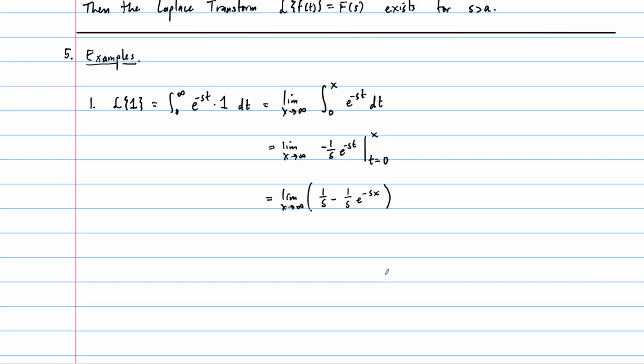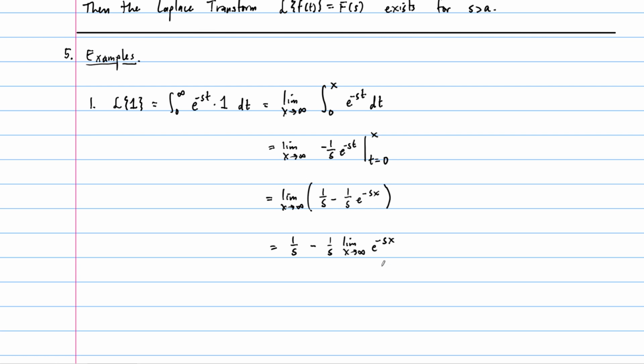Okay, and now we need to take the limit. So the limit is not going to care about this first term because the limit is only in terms of x. It's only operating on the x variable. So this first limit will be 1 over s. It's a limit of a constant, right? Minus this 1 over s can come out, and this one will be the limit as x approaches infinity, e to the minus s times x.